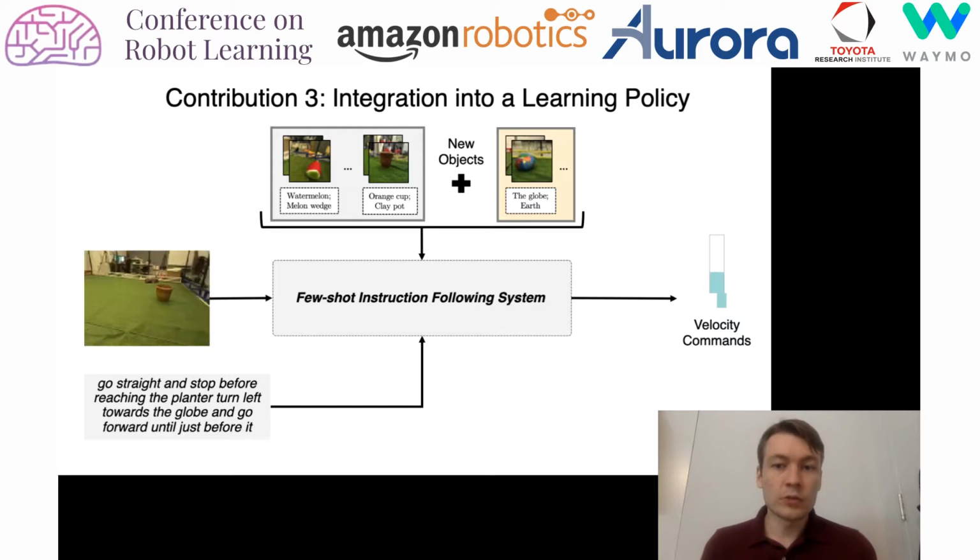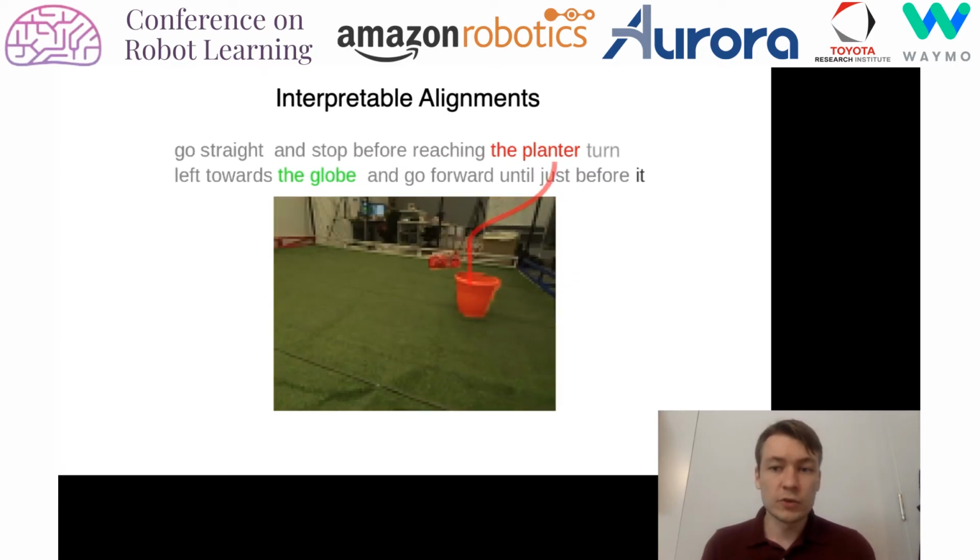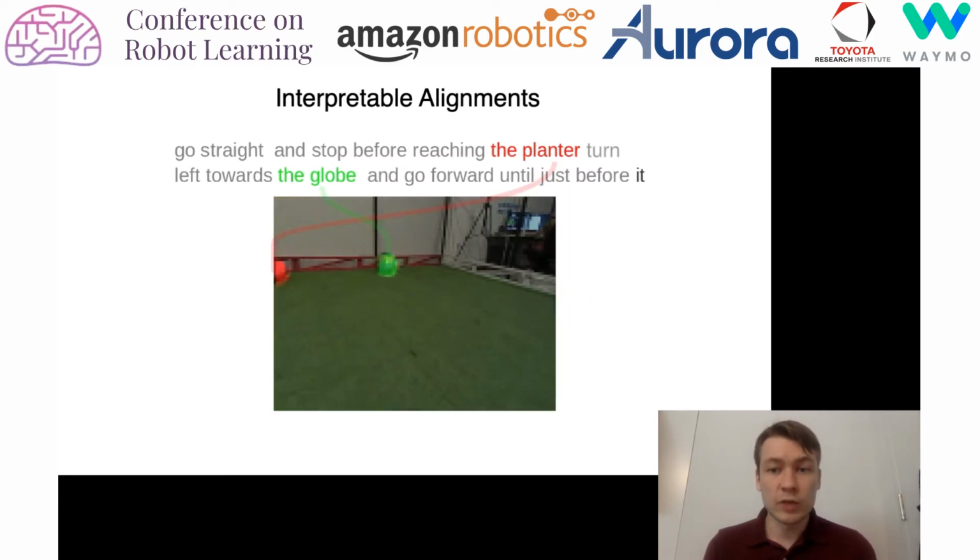The result is, to our knowledge, the first learning-based instruction following system that can be extended to reason about new, previously unseen objects at test time, without any retraining or fine-tuning, just by adding pictures and descriptions of the new object. As an added benefit, the system produces interpretable alignments between text strings and locations in the world.